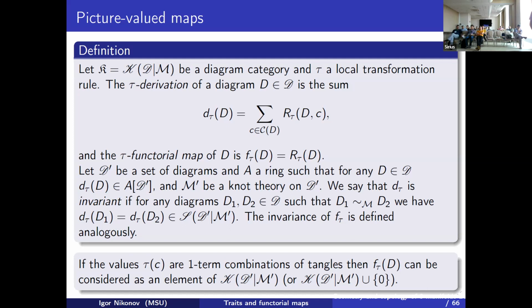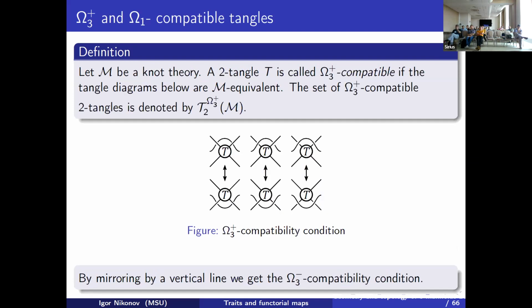And now I formulate some sufficient conditions for tau derivation and tau functorial maps to be invariant. Let us start with tau derivation. Let us fix a knot theory, that is a set of moves M, and define the set of omega-3 compatible two-tangles. So these are tangles such that the following pictures of three tangles are equivalent in the theory M, in the knot theory M.